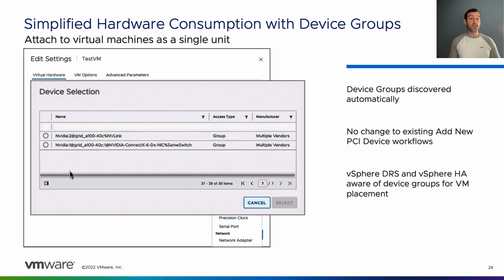Now, vSphere DRS and vSphere HA are aware of device groups, and they'll work with the device groups in terms of VM placement. So for initial VM placement, DRS will make sure that the VM powers on or gets placed on a host that can satisfy the device group. And vSphere HA will always fail over the virtual machine to a host that again can satisfy the device group, if available.